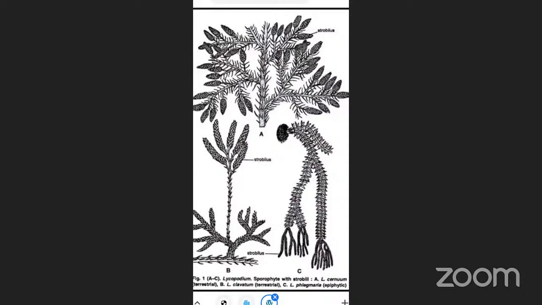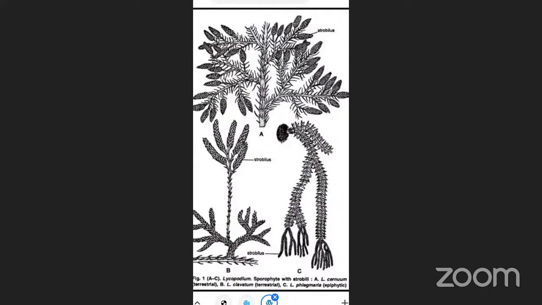So here the class is Eligulopsida, the family Lycopodiaceae, and the genus Lycopodium. In the genus Lycopodium, around 200 species are there. Out of the 200 species, only 33 species are identified in India. These Lycopodium we commonly call club mosses.